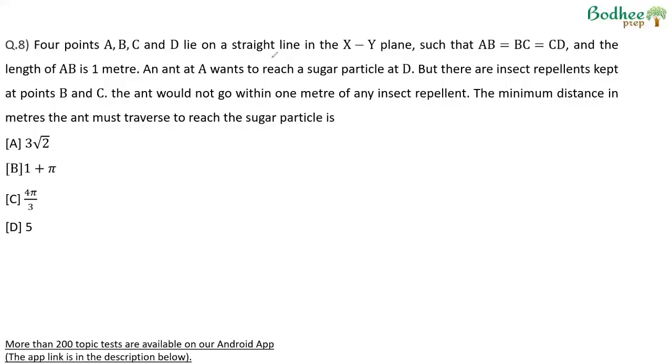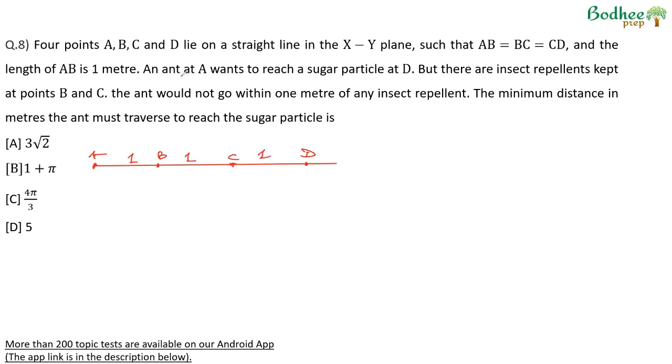4 points A, B, C, and D lie on a straight line in the xy plane such that AB is equal to BC is equal to CD. For example, A, B, C, D. And the length of AB is 1, so all of them are 1.